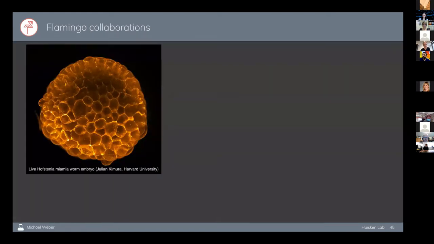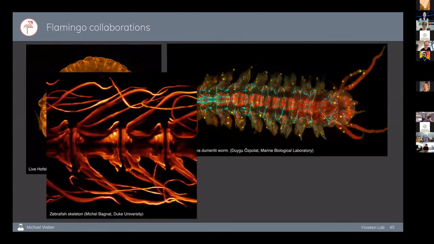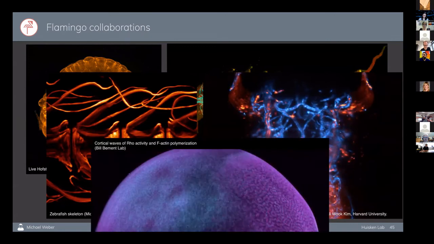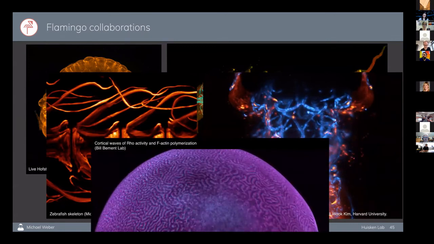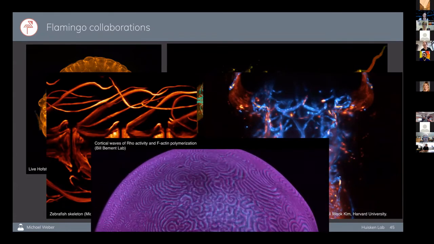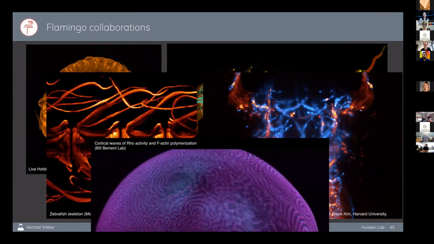So we've exercised this quite a bit already. We have a system in San Diego. There's one system at Harvard. There's one at MBL in Woods Hole right now. And we've already imaged plenty of different specimens, not only zebrafish, but also this is a Xenopus in Bill Bement's lab, really exciting project. So it works. We can take these systems out of the optics lab and place them in other labs and collaborate with these people.